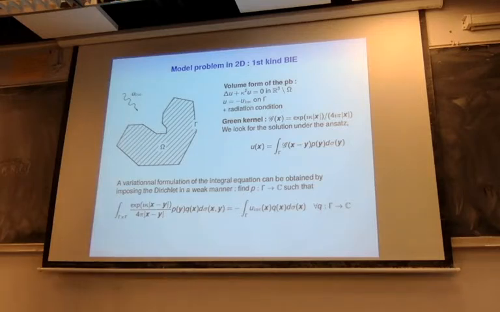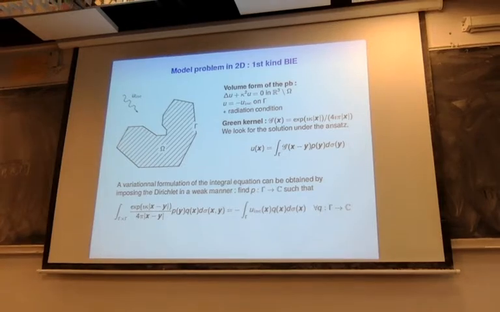Here, to show how to do this, I will first of all make use of the Green kernel of the equation. So I need to know this Green kernel here. The Green kernel of the Helmholtz equation is explicitly known. It's given by this formula. And I am looking for the solution under this ansatz form. So what has to be determined is this P function, that is a function living on the boundary of the scatterer.